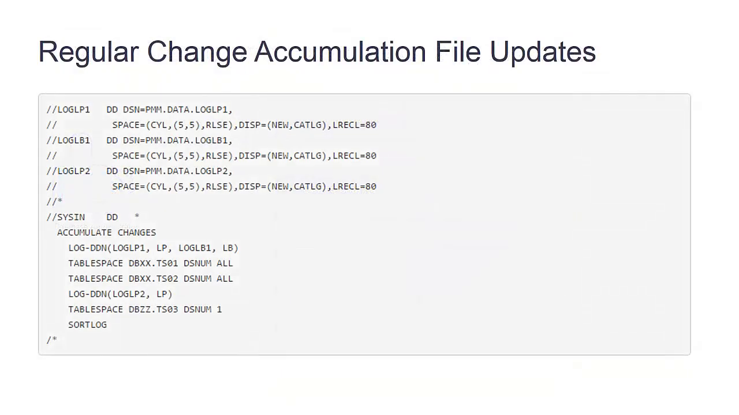Let's take a look at another example of how you can accumulate changes in CA Merge Modify. This syntax updates two log accumulation files concurrently. Log LP1 contains log records for tablespaces TS01 and TS02. Log LP2 contains log records for the first partition of tablespace TS03. Update your change accumulation files regularly. For greater efficiency, update all change accumulation files in one ACCUMULATE CHANGES statement using the SORT LOG keyword so that CA Merge Modify reads the log files only once.